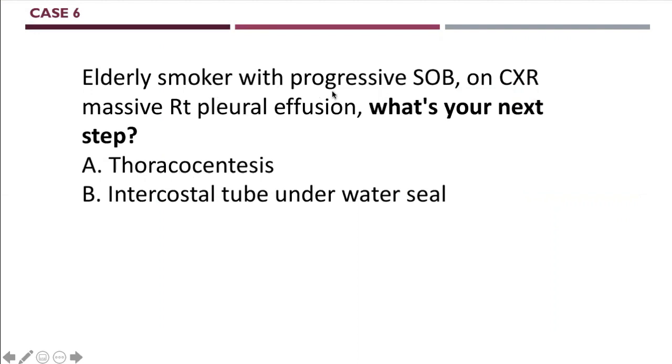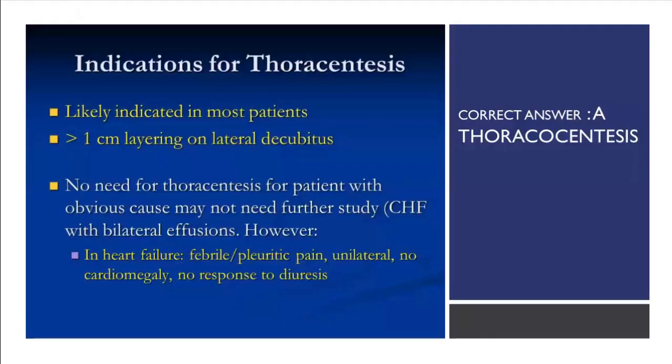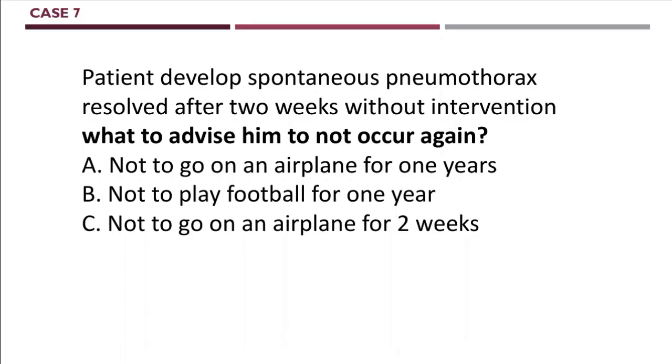Okay, elderly smoker with progressive shortness of breath, on chest X-ray massive right pleural effusion. What's your next step? So the indication for thoracentesis, we just mentioned it. Because it's a massive pleural effusion, you would relieve that effusion with thoracentesis.